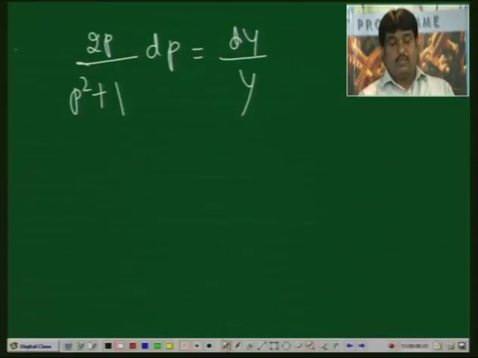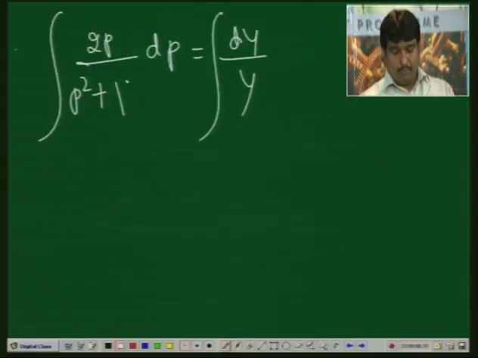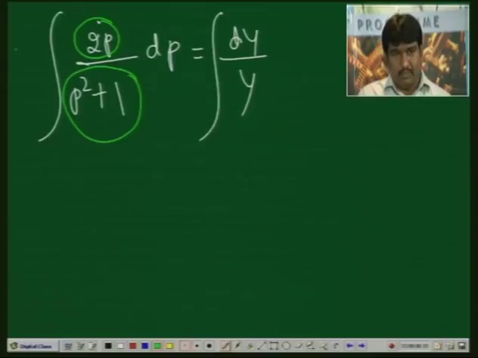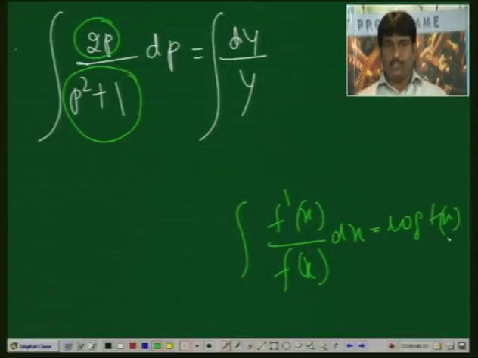Next, it is in separable form. Its solution can be obtained by direct integration. You can see I have to integrate this to get the solution. This denominator p square plus 1 and numerator 2p, it's of the form f dash of p by f of p. That is, numerator is derivative of denominator, and you know that integration of f dash of x by f of x dx equals to log of f of x. 2p is derivative of p square plus 1, so I can directly integrate it.